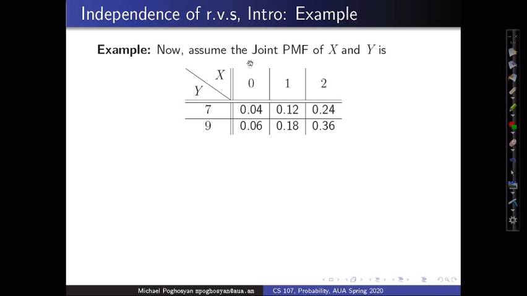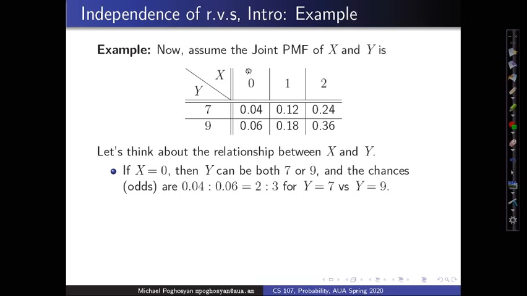Now, assume that the joint PMF of x and y is given through this table. So x is taking the same values, y is taking the same values as in our previous example, but the probability of this PMF is another thing. So let's see what is happening in this case.